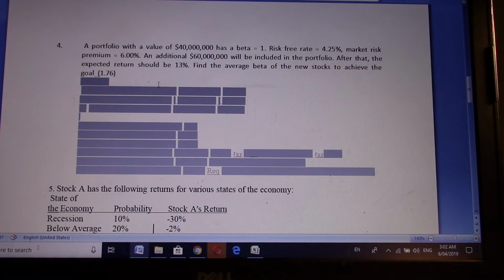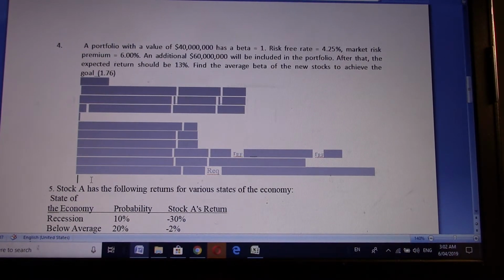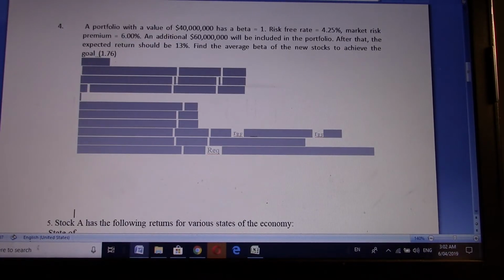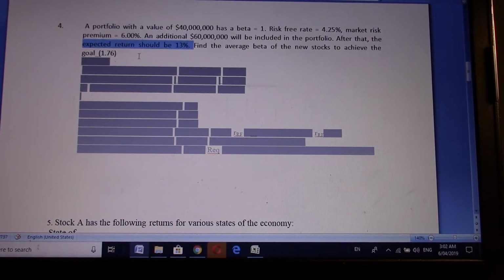So, since beta is given, we know we can use the CAPM model. What you should do is, since you know the risk-free rate and the market risk premium, you can get the market return, and you also know the expected return of the portfolio. So you can use the calculator to figure out the portfolio's beta. Okay, so let's give it a try.